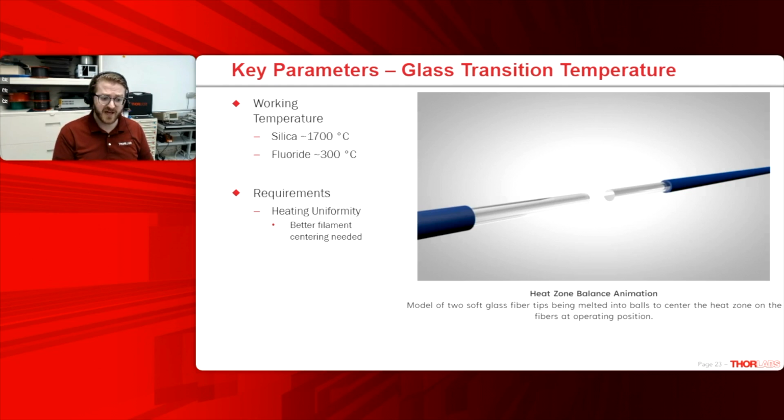And in addition to that, the slope by which you soften, by which the viscosity is reduced, is much steeper than it is with silica. So because of that, heating uniformity is key. It is critical for the fibers to be in the center of the heat zone. Like I showed earlier with that eccentric alignment, that is one way to make sure your fibers are where the heat is. You also need to make sure that that heat is evenly balanced between the left and right fiber.